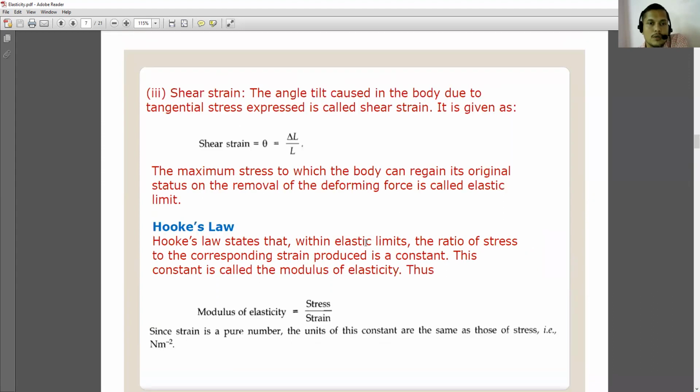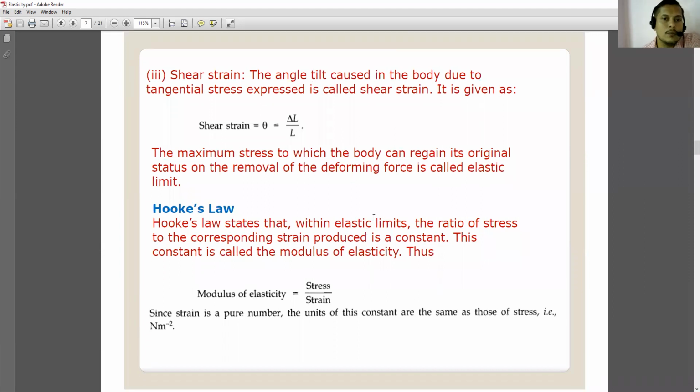Now next go to the third one, shear strain. The angle tilt caused in the body due to tangential stress expressed is called as shear strain, and it is given as shear strain is nothing but theta, which is equal to delta L upon capital L. So let us complete these two lines also. The maximum stress to which the body can regain its original status on the removal of the deforming force is called as elastic limit. So third, complete it first.